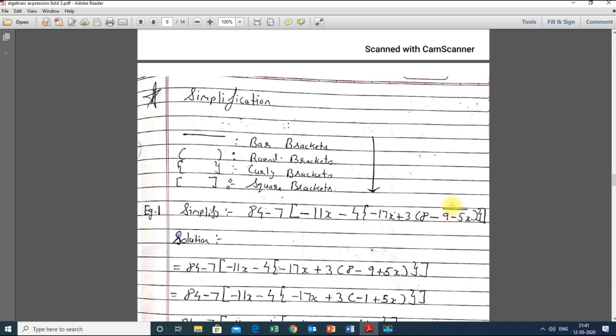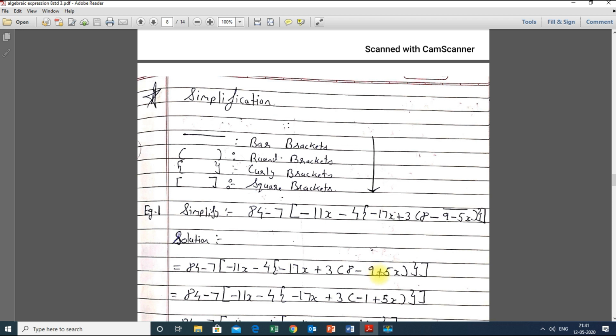Now what I will do, whatever sign is below the bracket, it is this particular minus. Below the bracket means this particular minus, change the sign to opposite. If it is minus, write plus. If it is plus, write minus. You can see that minus, I wrote plus over here and removed the bar bracket. So one bar bracket is solved.